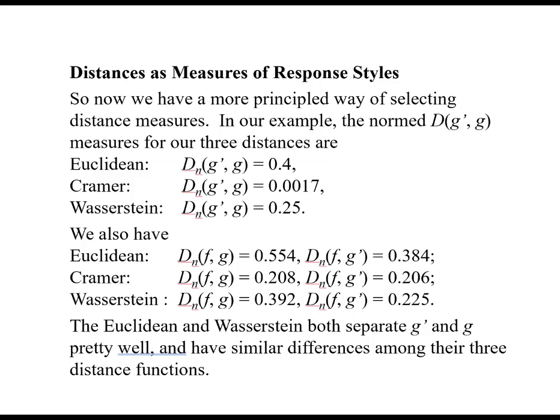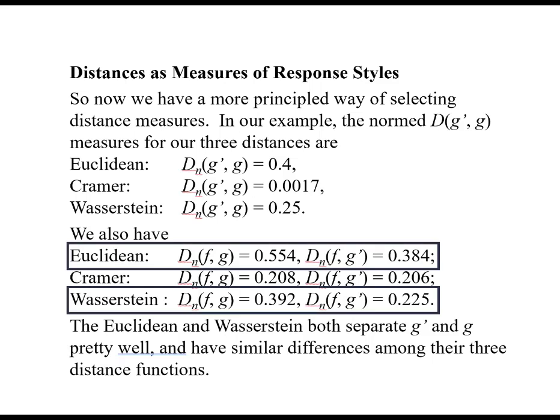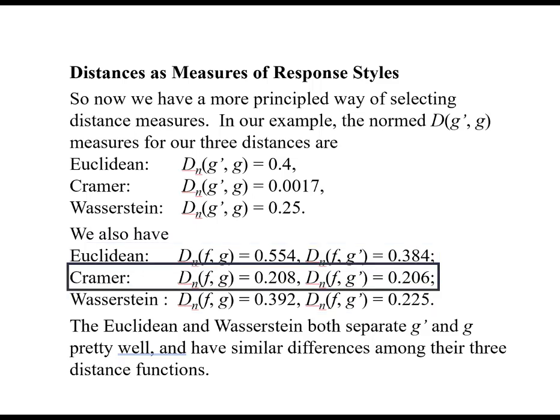And likewise, if we look at d(f, g) and d(f, g'), when we norm them, we can see that the Euclidean and the Wasserstein distances are giving us fairly similar pictures about what those distances are like. The Cramér-von Mises one isn't distinguishing between them. So both the Euclidean and Wasserstein are doing a pretty good job. If we wanted to choose between them, what other criteria could we bring in? Well, the Wasserstein metric respects the order of the bins, whereas the Euclidean does not. So if we wanted to respect the order of the bins, the fact that we've got an ordinal scale with a Likert type of scale, then we would probably go with the Wasserstein.